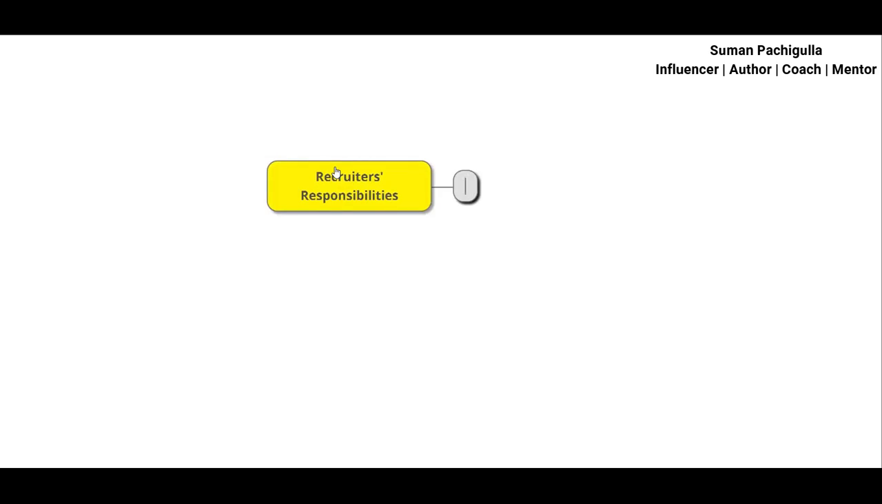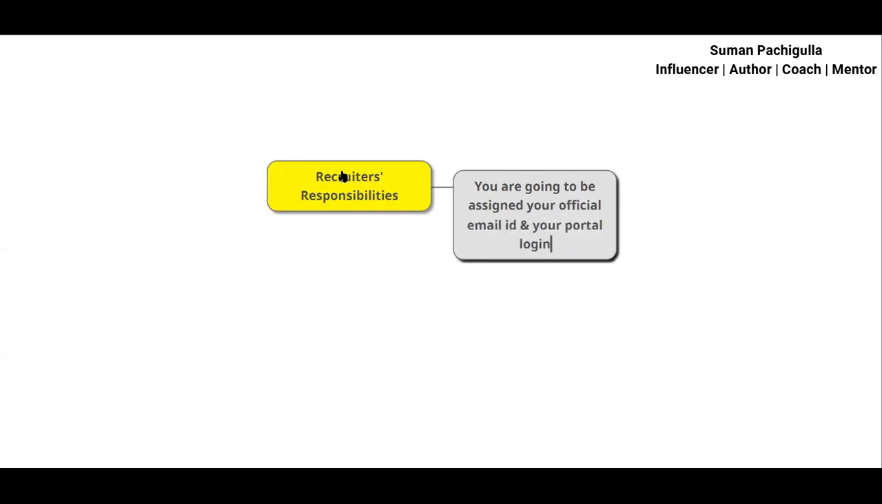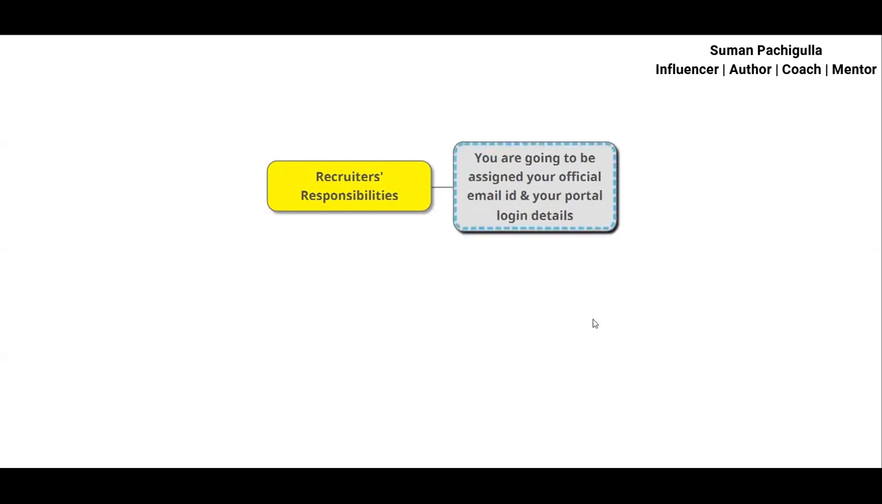The first day, you are going to be assigned your official email id and your portal login details. These are the things that will be given to you when you go to the company. It may happen on the first day or within one week, or if they want to give any training, you get the training, and then they are going to create your official email id, portal login, and so on.